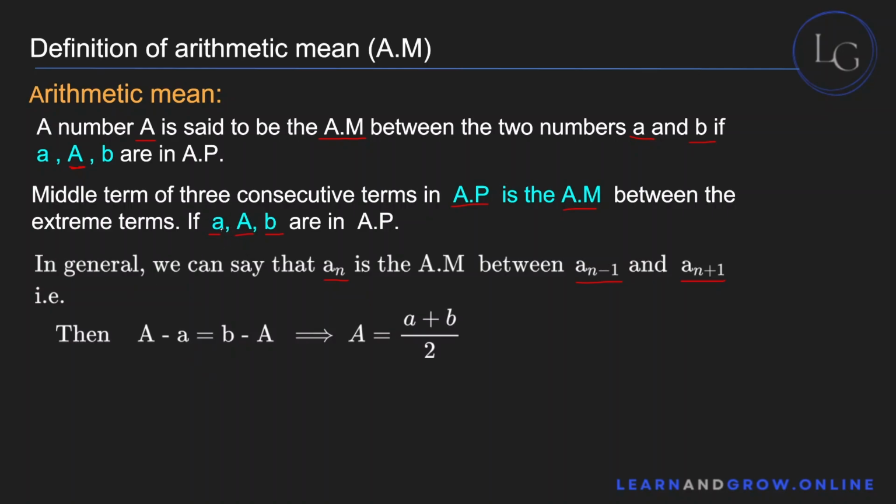So for a, uppercase A, and b, if we apply the formula, obviously uppercase A minus lowercase a, or b minus uppercase A, they're both equal. So when you take uppercase A on the left hand side and lowercase a on the right hand side, you get this formula basically: uppercase A is equal to a plus b over 2, basically the mean formula. And for general purposes, an is equal to an minus 1 plus an plus 1 over 2.